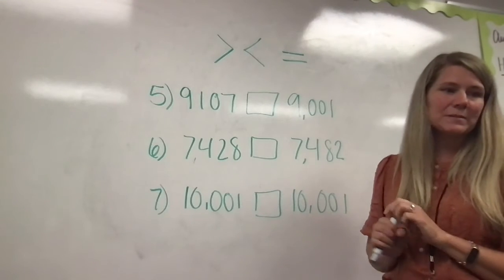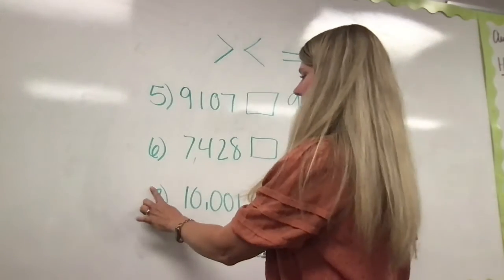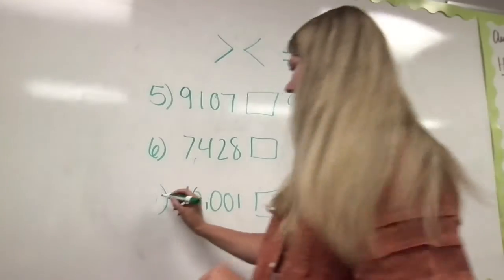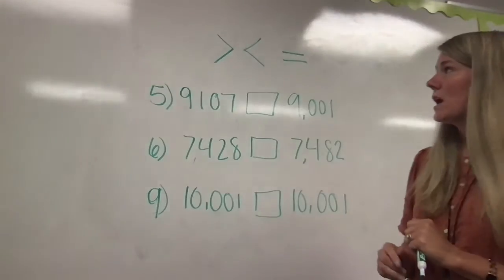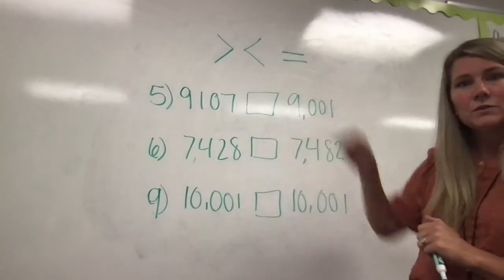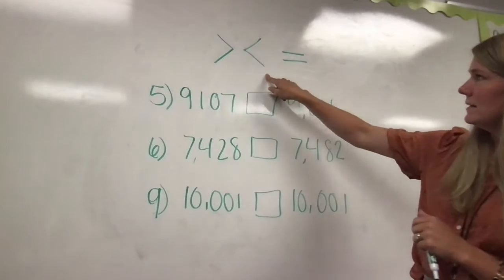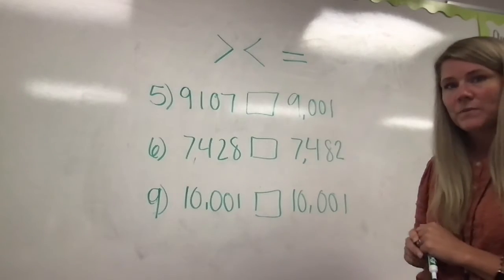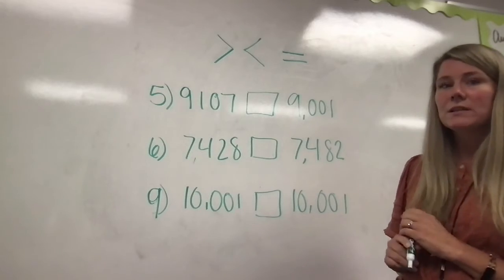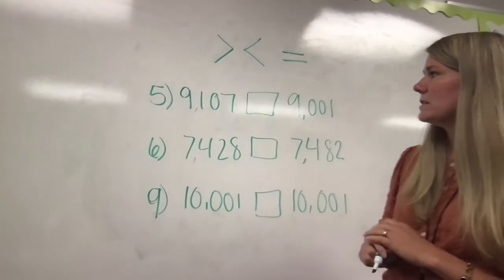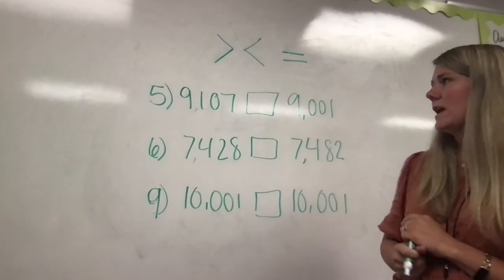Hey guys, we're going to be talking about comparing numbers now. I have number 5, 6, and 9 down on the board. These are the 3 that we're going to look at together, okay? When we are comparing numbers, we're going to use these signs that I have up on the board. They stand for greater than, less than, or equal to. We want to look at our numbers in problem number 5, we want to decide if 9,107 is greater than, less than, or equal to 9,001.